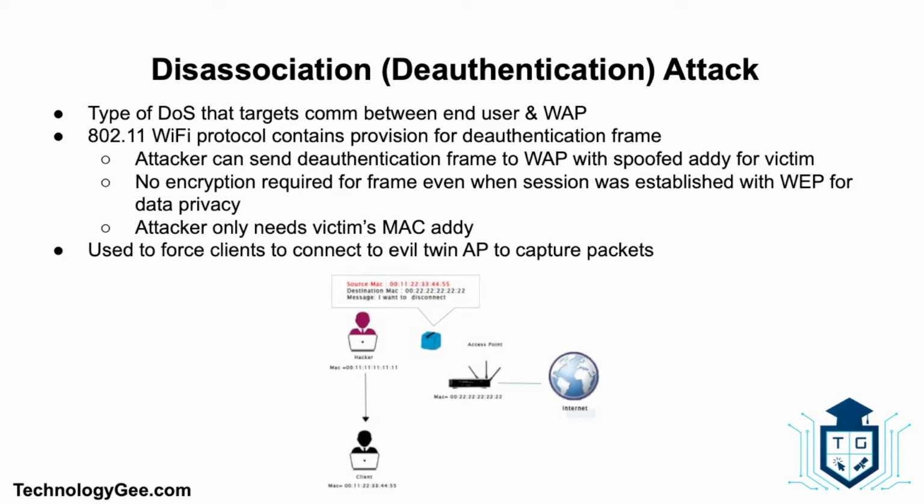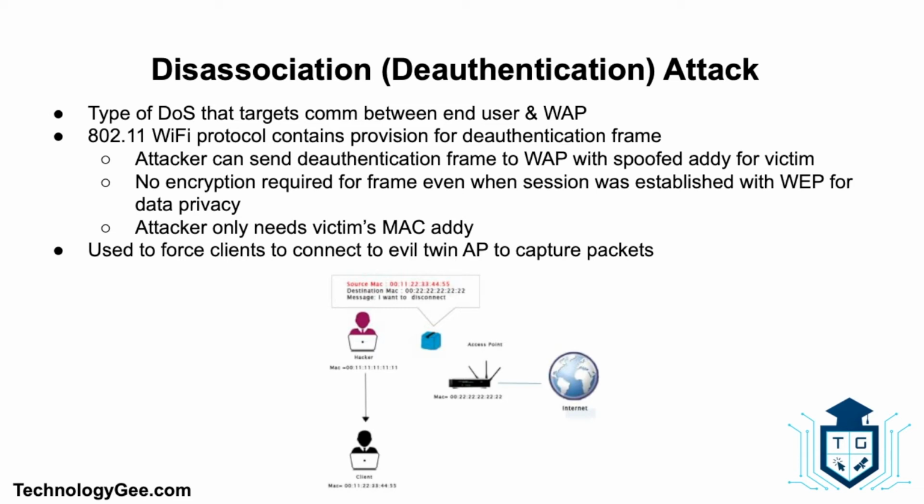An attacker can send a deauthentication frame at any time to a wireless access point with a spoofed address for the victim. The protocol does not require any encryption for this frame, even when the session was established with WEP for data privacy, and the attacker only needs to know the victim's MAC address, which is available in the clear through wireless network sniffing.